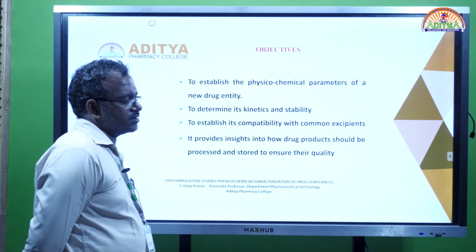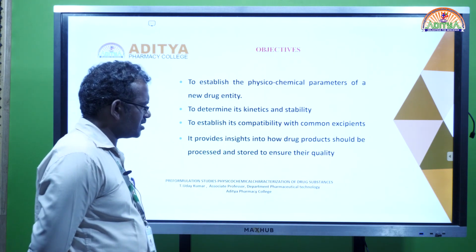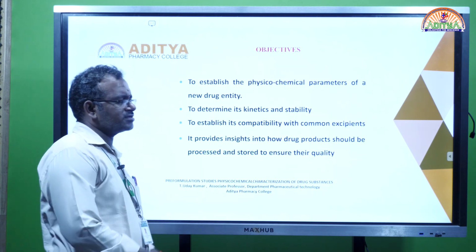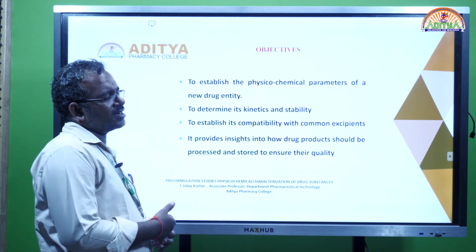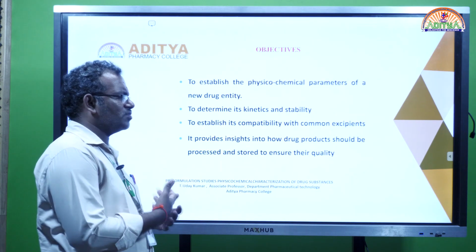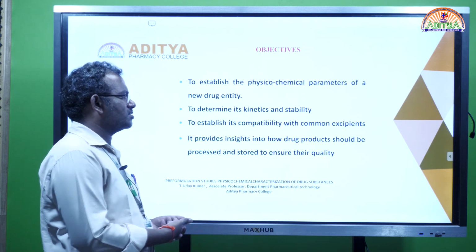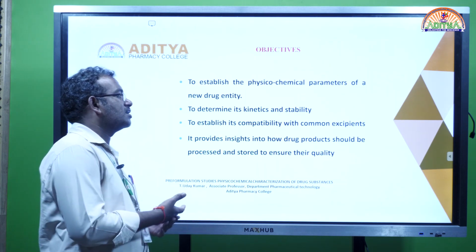Kinetics means to determine the kinetics and stability. Kinetics means rate and velocity: how fast, at what rate, the drug is delivered and reaches the systemic circulation. That is called kinetics.